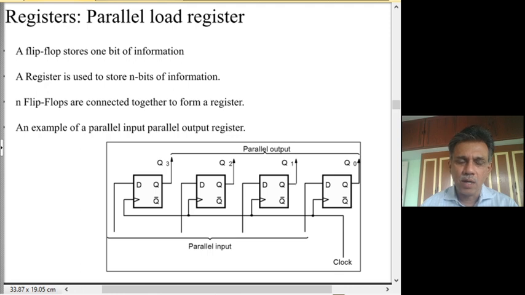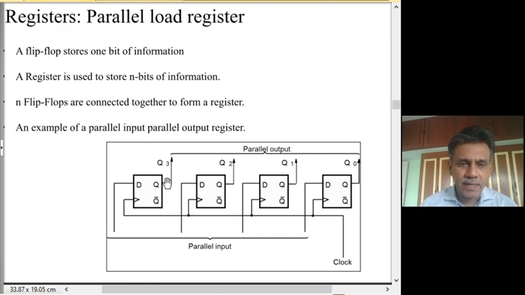Registers are nothing but group of flip-flops. Together they store bits which are related to each other, in the sense that all these bits together represent a quantity, a number or a character code. So to review it, a flip-flop stores 1 bit of information. A register is used to store a number, n bits of information. So we make use of n flip-flops and then connect it together to form what is called as a register.